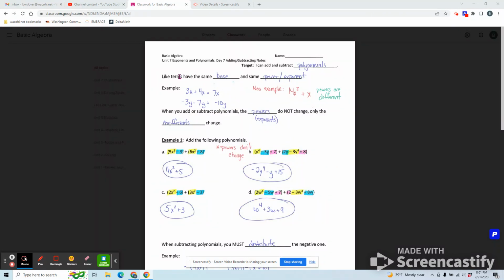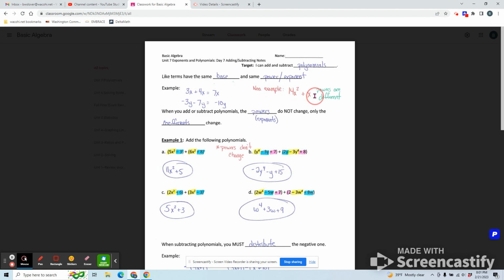So like terms have the same base and same power or exponent. So we're just refreshing your memory. Here's my example, 3x plus 4x equals 7x. The same power and base, which is the x, I add my coefficients, 3 plus 4. Likewise, if I have negatives or a different variable, I can do the same thing.